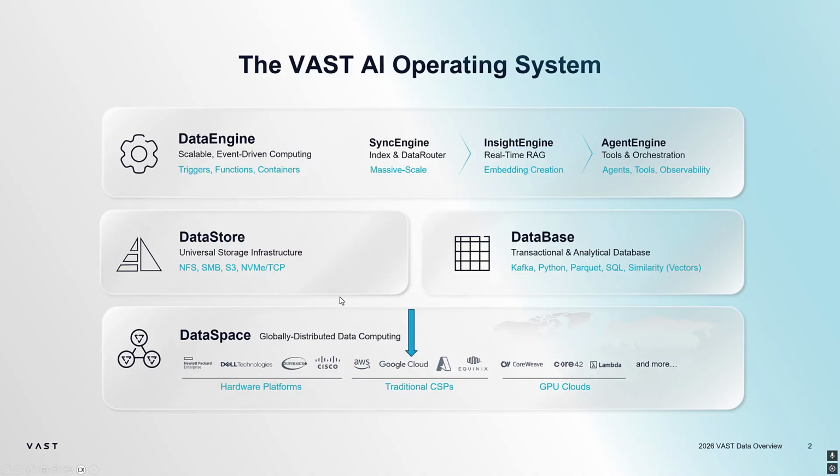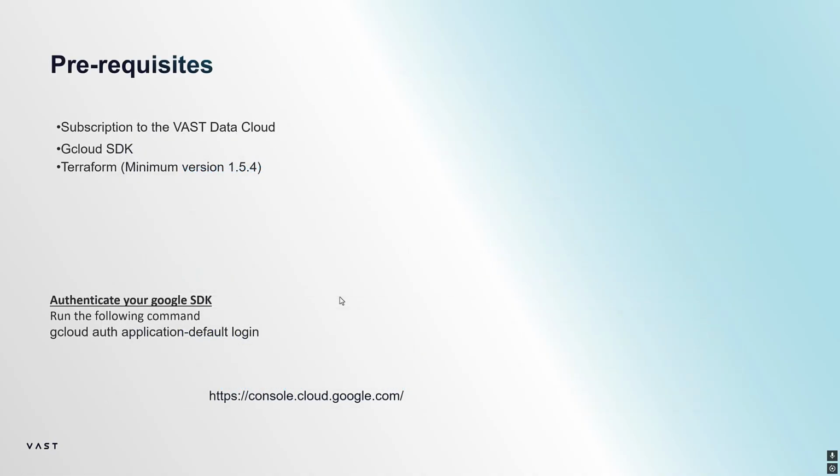So the first thing you need to do in order to run the VAST AI OS in GCP is to have some prerequisites met. The first thing is to subscribe to the VAST Data Cloud from the Google portal. We want to have the gcloud Google Cloud SDK installed, and we also need the Terraform SDK installed, with a minimum version of around 1.5.4. We also want to authenticate our Google account with a specific subscription to the VAST Cloud. You can run the authentication command, which will also run through the Google console.